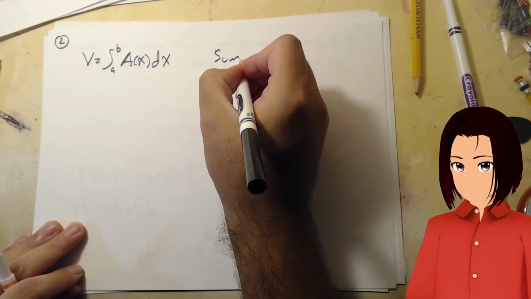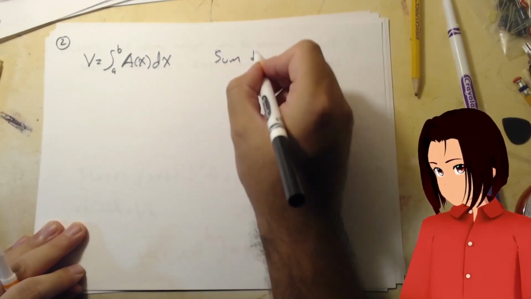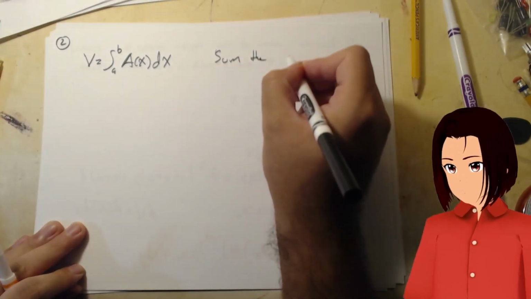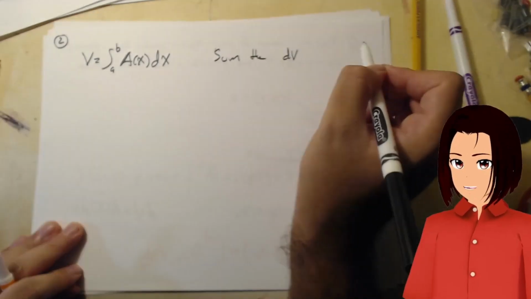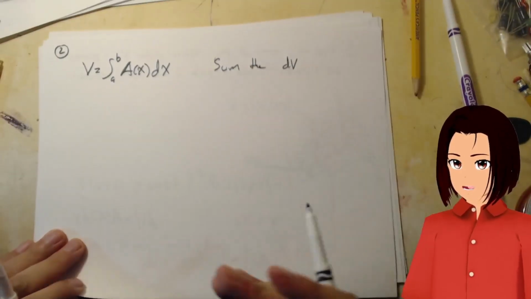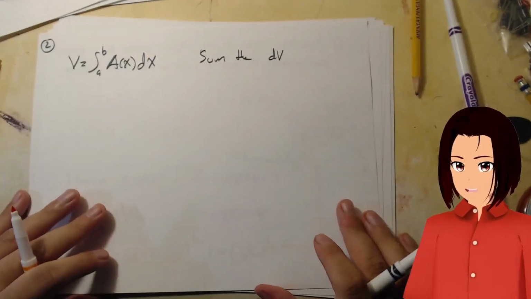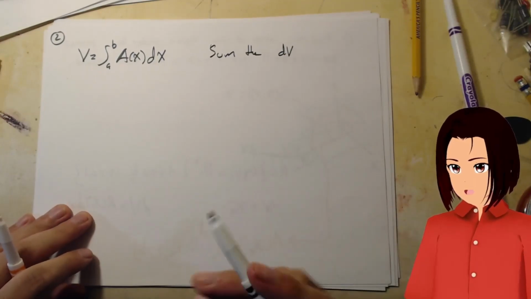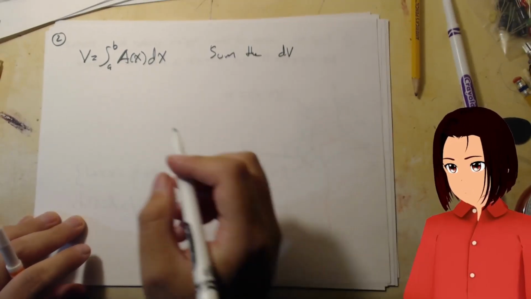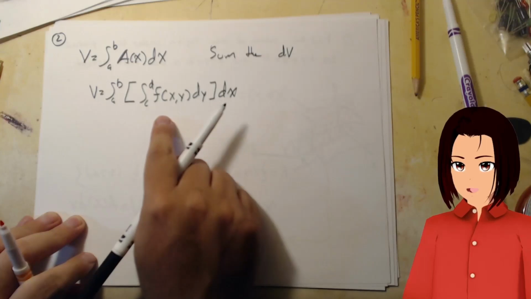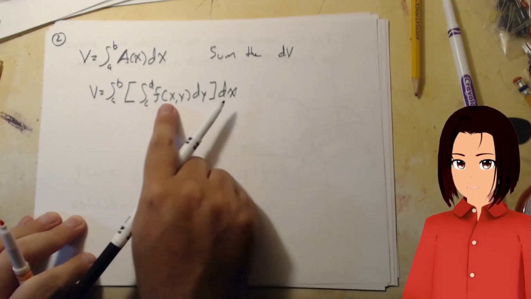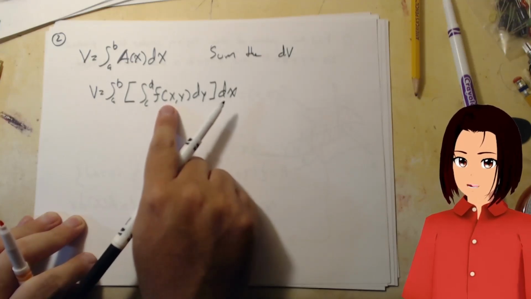We're summing the slabs, which are the dV's. Because I said the dV is defined as what it was, that's our dV. Therefore, I can write the volume as this. This is the volume under f of x, y in 3-space. So I'll show you an example.